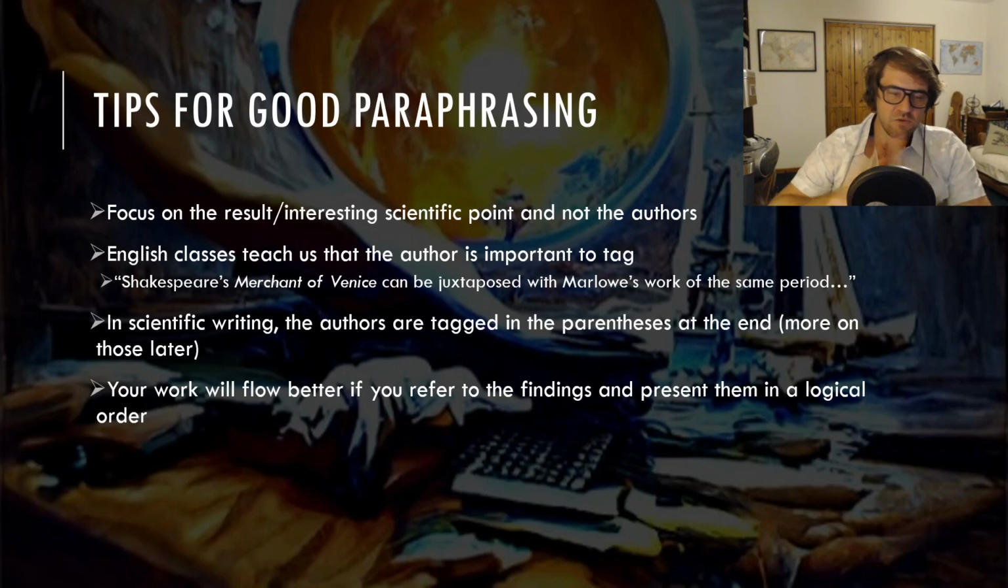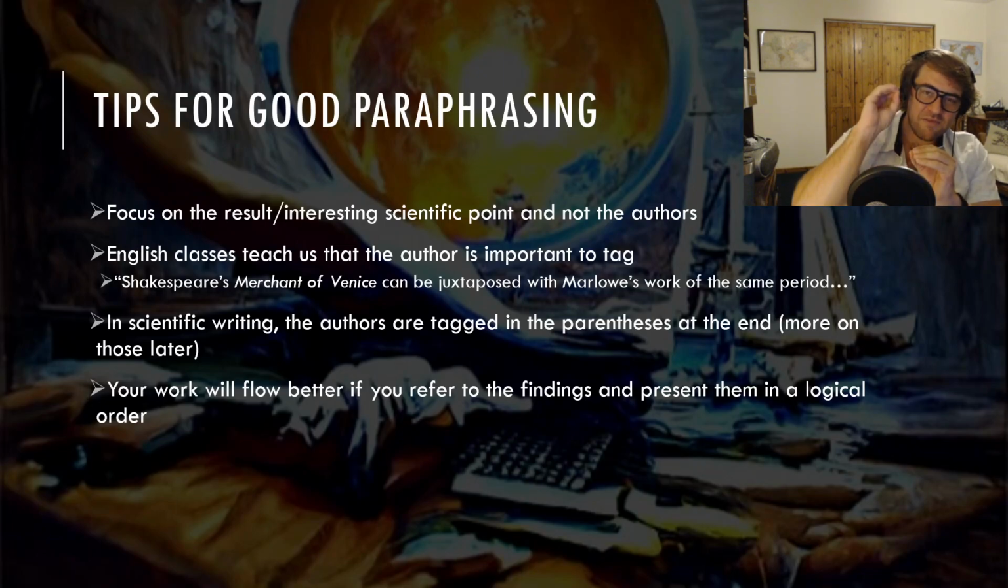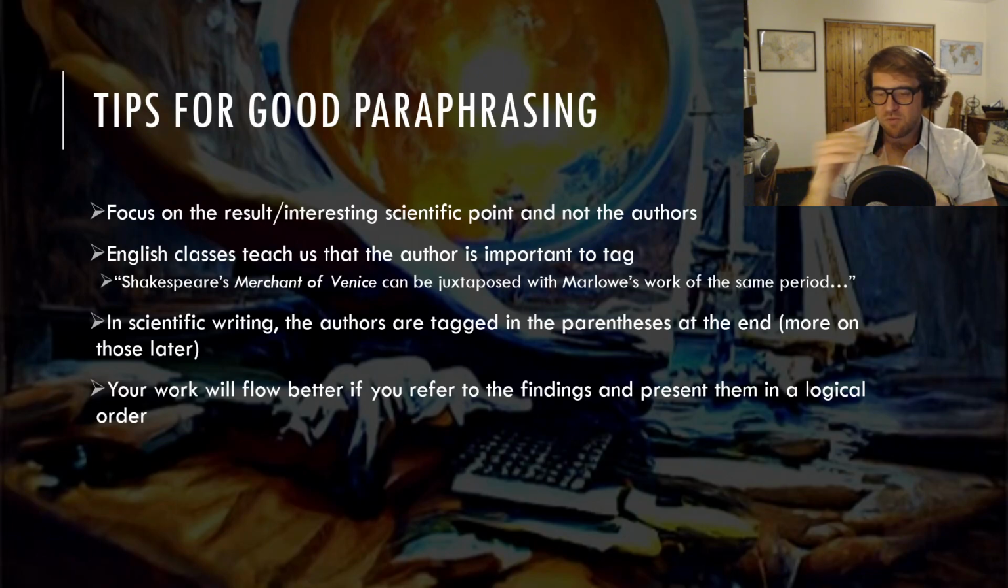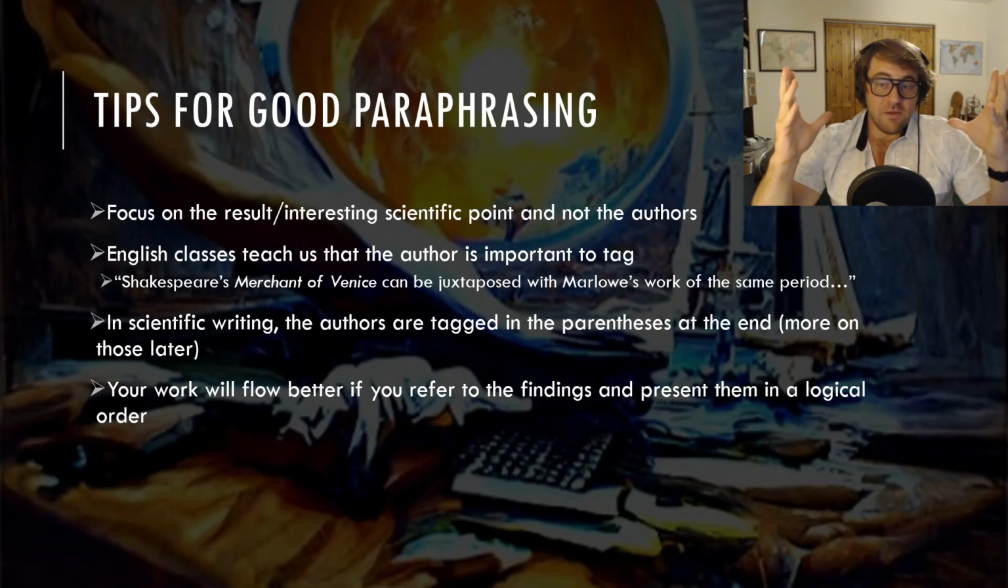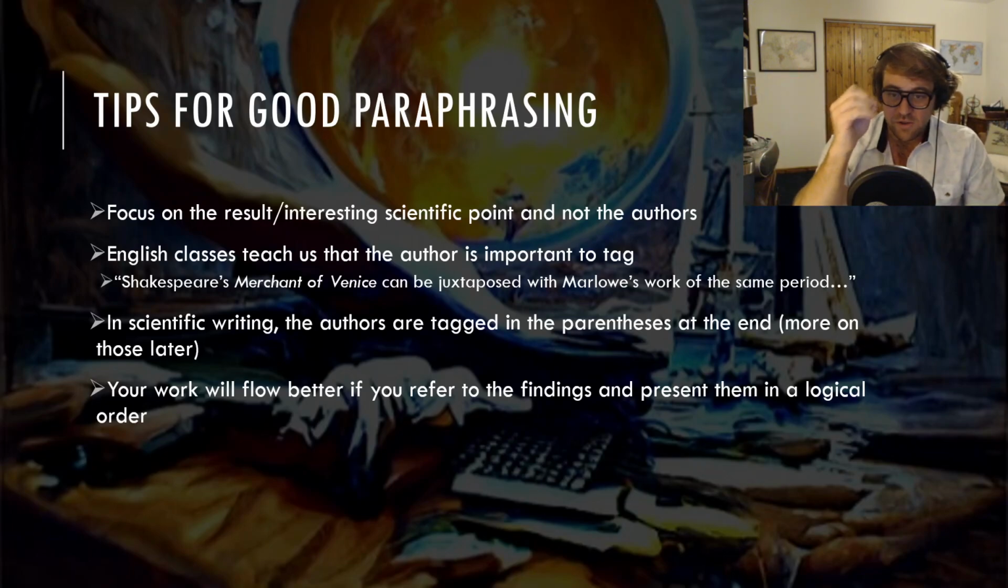They'll say things like, "Oh, Shakespeare's Merchant of Venice can be juxtaposed with Marlowe's work of the same period." You want to tag the authors and all this stuff. Not in science. What's important in scientific writing is the finding, right? In English, which everybody is coming from because you take English 101 and 102, and also from high school classes where they're teaching English composition, it's all about the author. It's about the work, because you have to critique the works and talk about what they did and what they used. So really that's your focus.